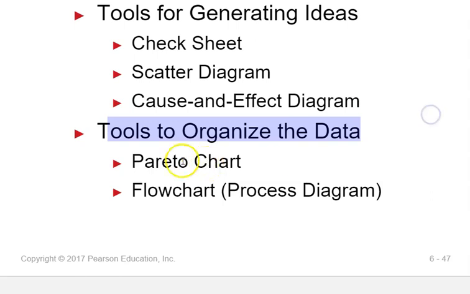To organize the data, there is the Pareto chart. A Pareto chart is like a bar chart, but you put it in order from low to high or high to low. And also what it does is add up. It's a cumulative kind of chart. So other than having bars sorted, you also have a line chart on top that shows how changes in a certain factor happen cumulatively.